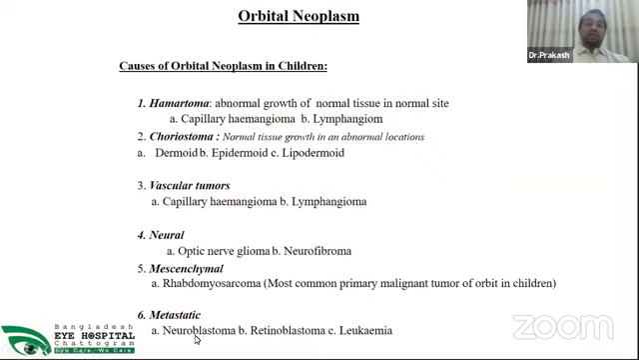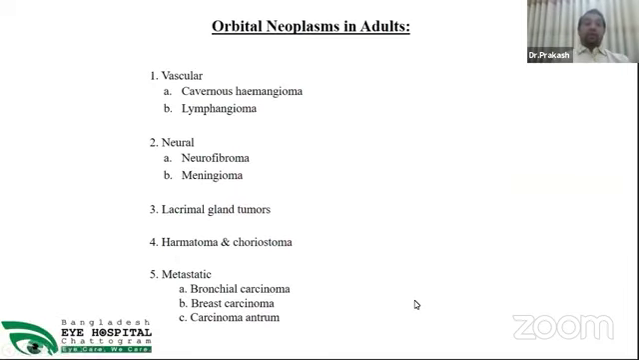And some metastatic tumors: neuroblastoma, retinoblastoma, and leukemia. And some orbital neoplasms in adults. The common tumors are vascular tumors, cavernous hemangioma, lymphangioma, neural tumors, neurofibroma, meningioma, lacrimal gland tumors, hematoma and choristoma, and some metastatic tumors: bronchial carcinoma, breast carcinoma, and carcinoma antrum, that is of the maxillary sinus, that invades the floor of the orbit and metastasizes to the orbit. So these are the common orbital neoplasms I mentioned.